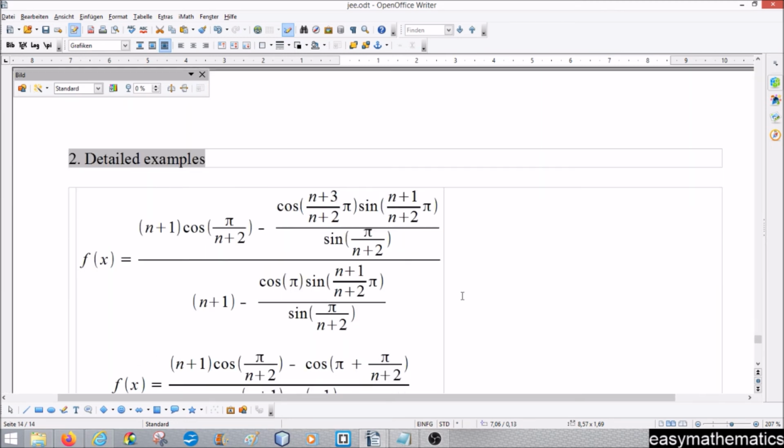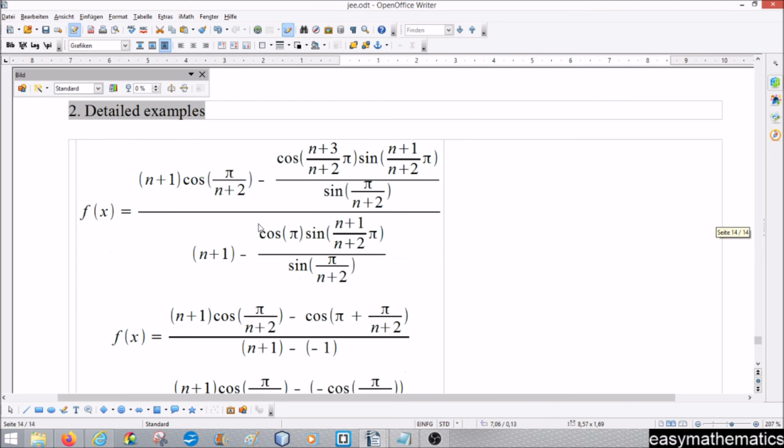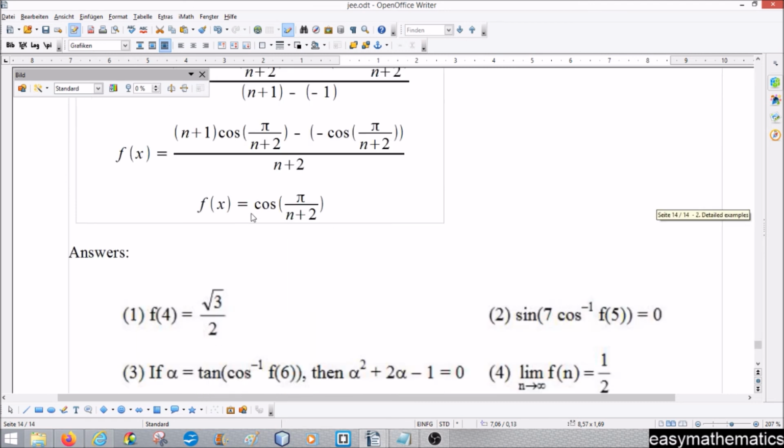Then the next important step is to use the symmetry of sine, and please make sure that you understand this. Then you will see that the sines cancel out and we are left with a bunch of cosines, and it simplifies perfectly to cosine pi over n plus 2.